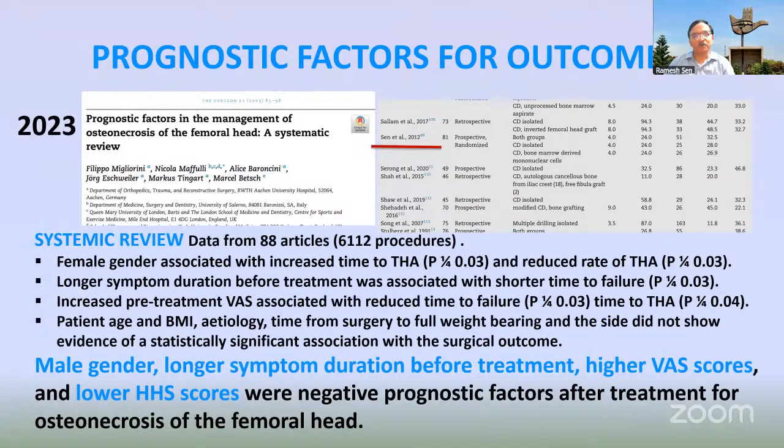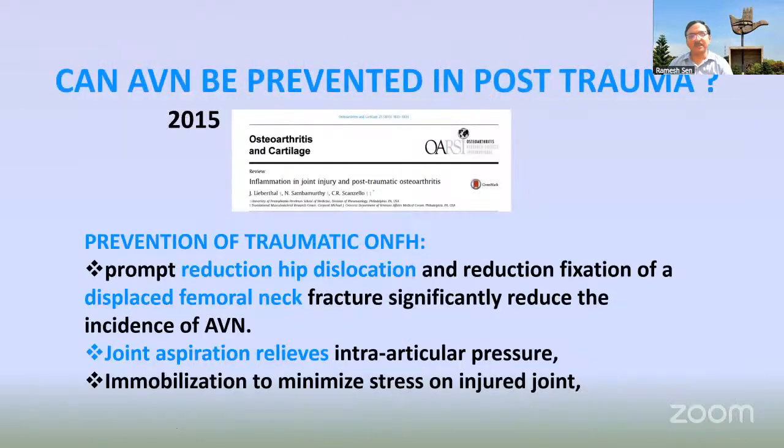Now, this came 2 years back. What is the prognostic factor for the outcome? It is a systematic review from 88 articles. They defined male gender, longer symptom duration before treatment, higher VAS scores, and lower HSS scores as factors. Obviously, they are this thing.